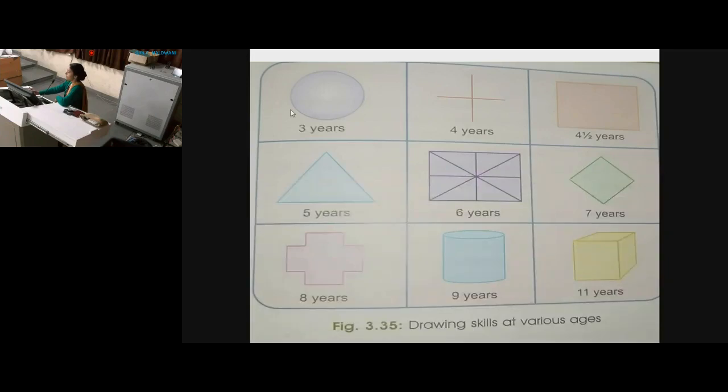A circle at 3 years, cross at 4 years, rectangle at 4.5 years, triangle at 5, right? He can properly draw all the diagonals like this at 6, a rhombus at 7, a plus at 8, a cylinder and a cube at 9 and 11 years.